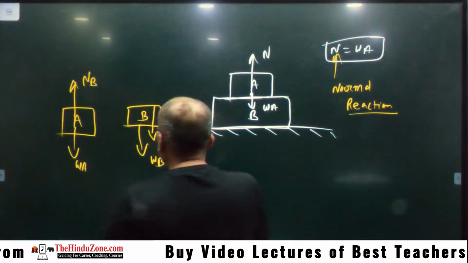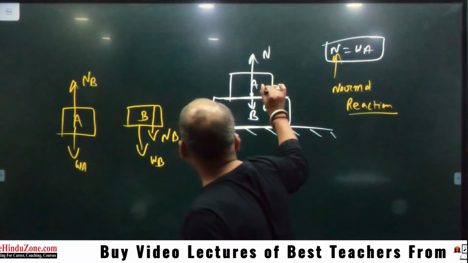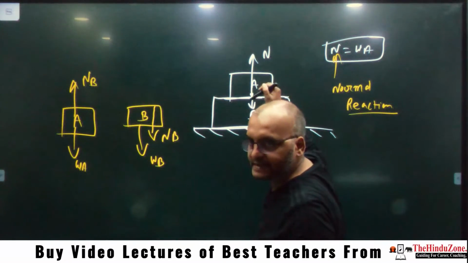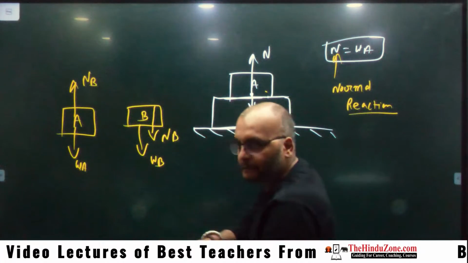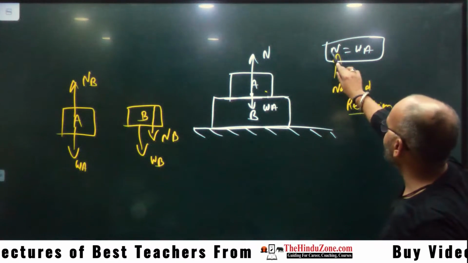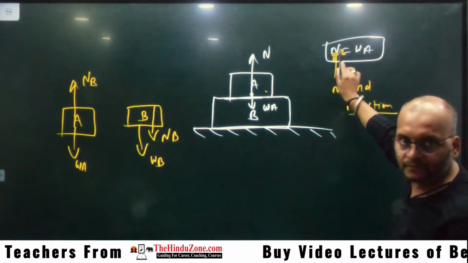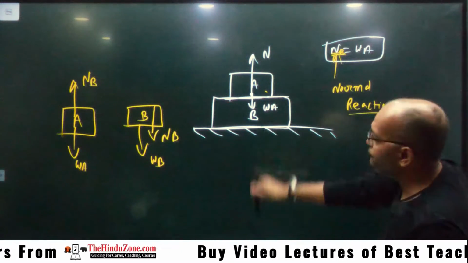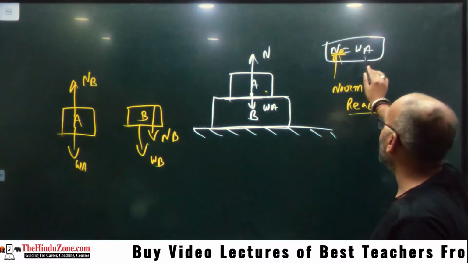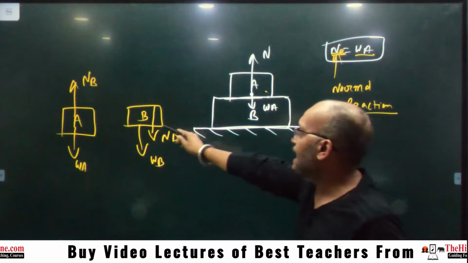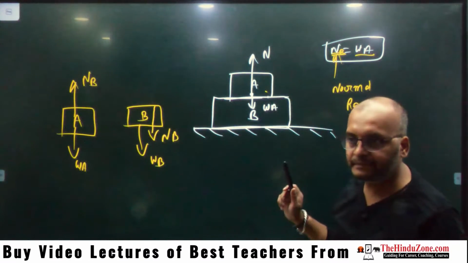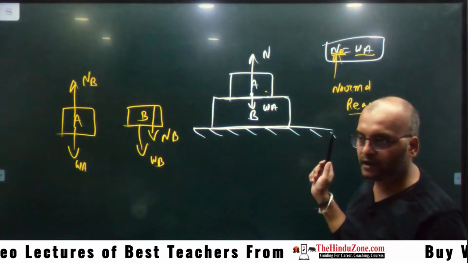Okay. See, A was kept over B. So A is applying its weight on B. But I told you that weight is equal to NB. Yes or no? Normal reaction. So A is exerting force on B. So instead of writing it as the weight of A, I have written it normal reaction of B, because they both were equal.